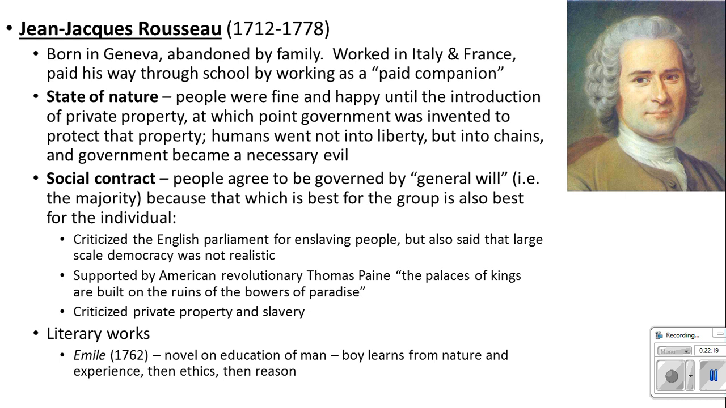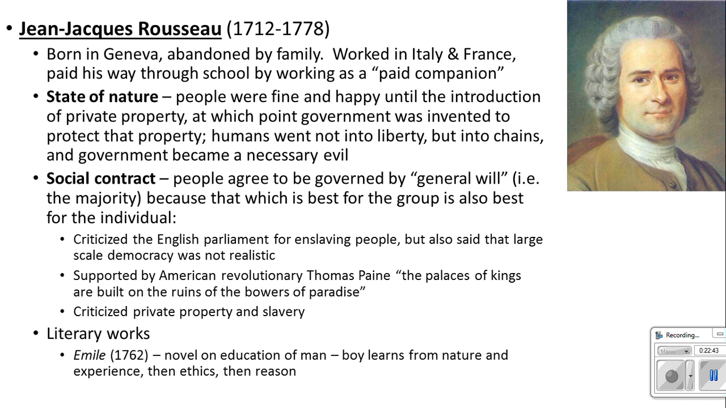And so he argues that government is sort of a necessary evil. His view of the social contract then is colored by this. He says, people agree to be governed by the general will. That is the will of the majority. Now, he would probably tender that this is kind of in tandem with what Locke has to say, because you can have a general will in a monarchy as well.